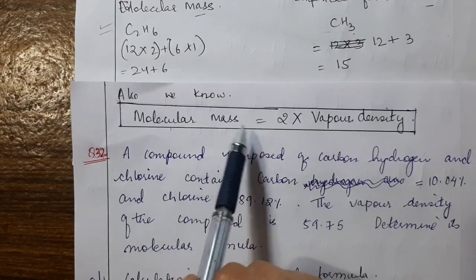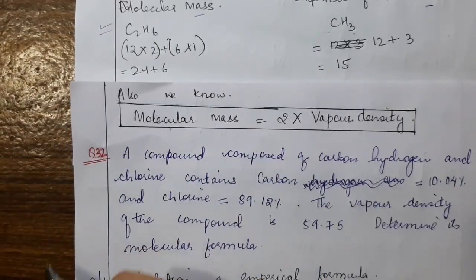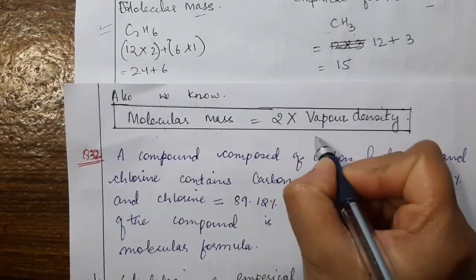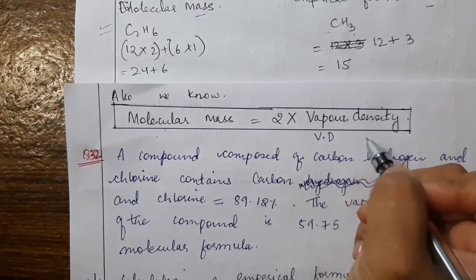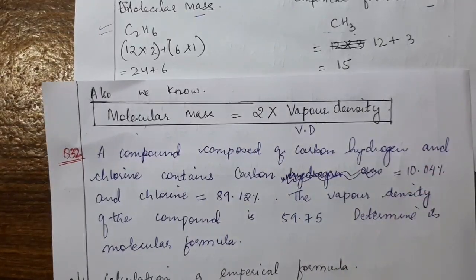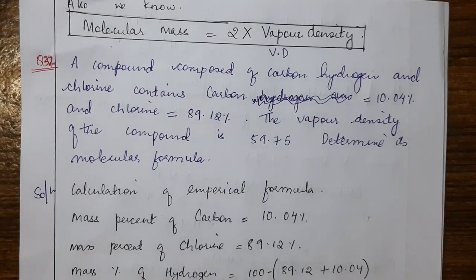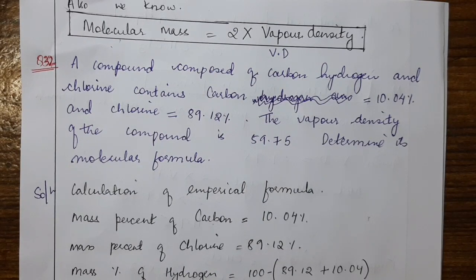You know that molecular mass would be twice of its vapor density. Okay, we've done this in class 10. Molecular mass, remember, is twice of vapor density, which can be written as Vd. Now next we'll learn how to find out the empirical formula for a compound when the mass percentages of different elements are given.